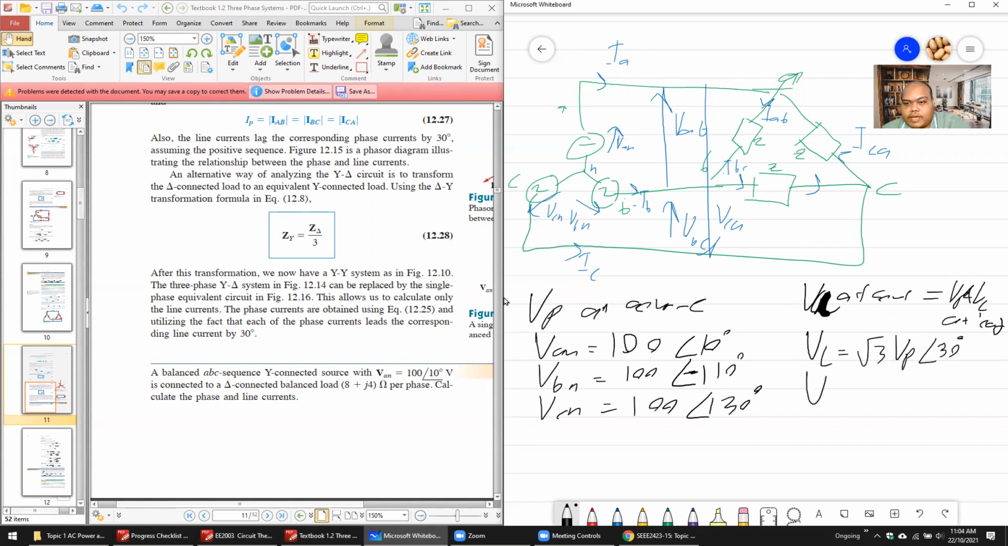So VL is equals to VP 130 square root 3 multiplied by 100, 173.21. Angle is, of course, this one is V line is VAB. Okay, you have to use the AN. Maybe I show you at the bottom here.